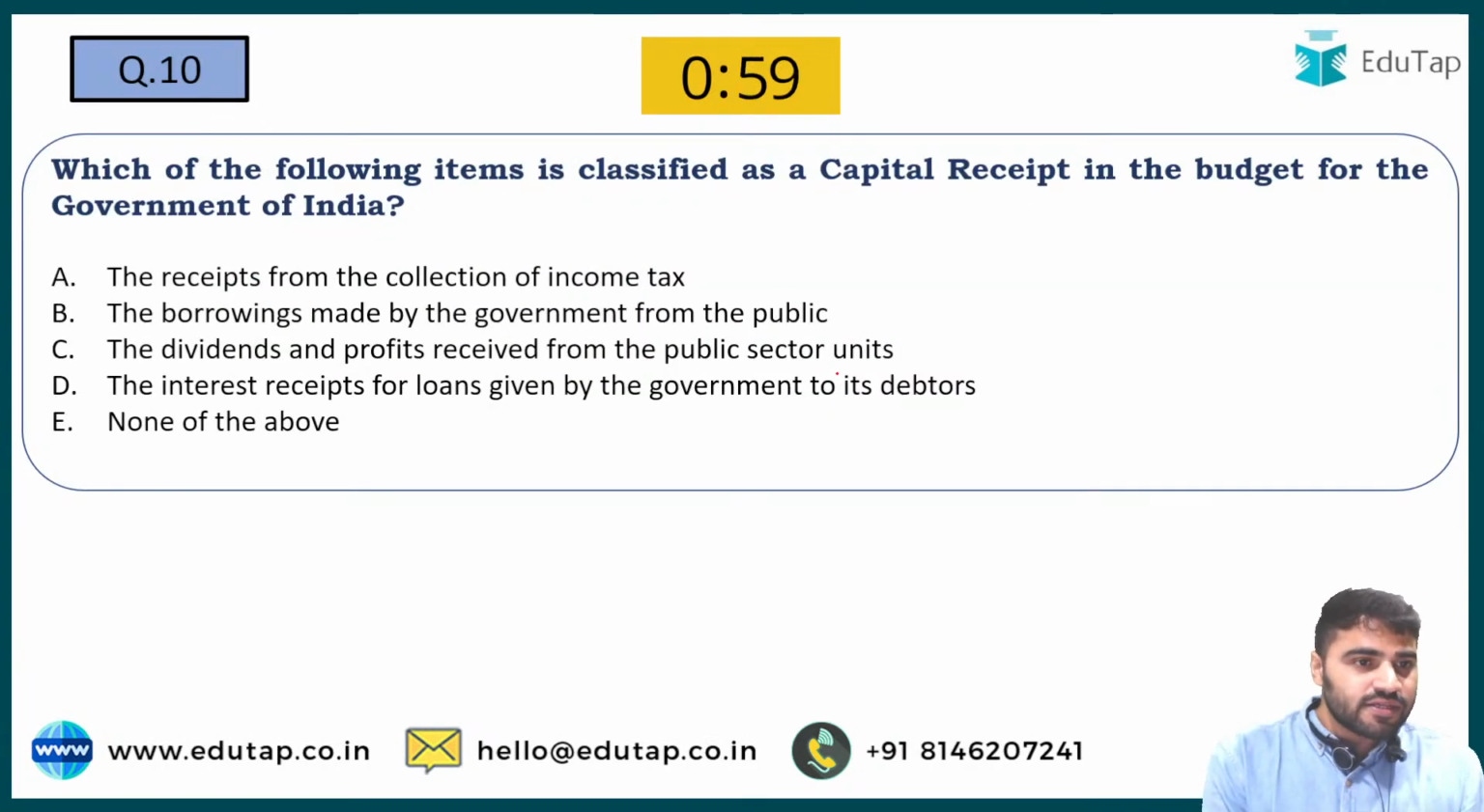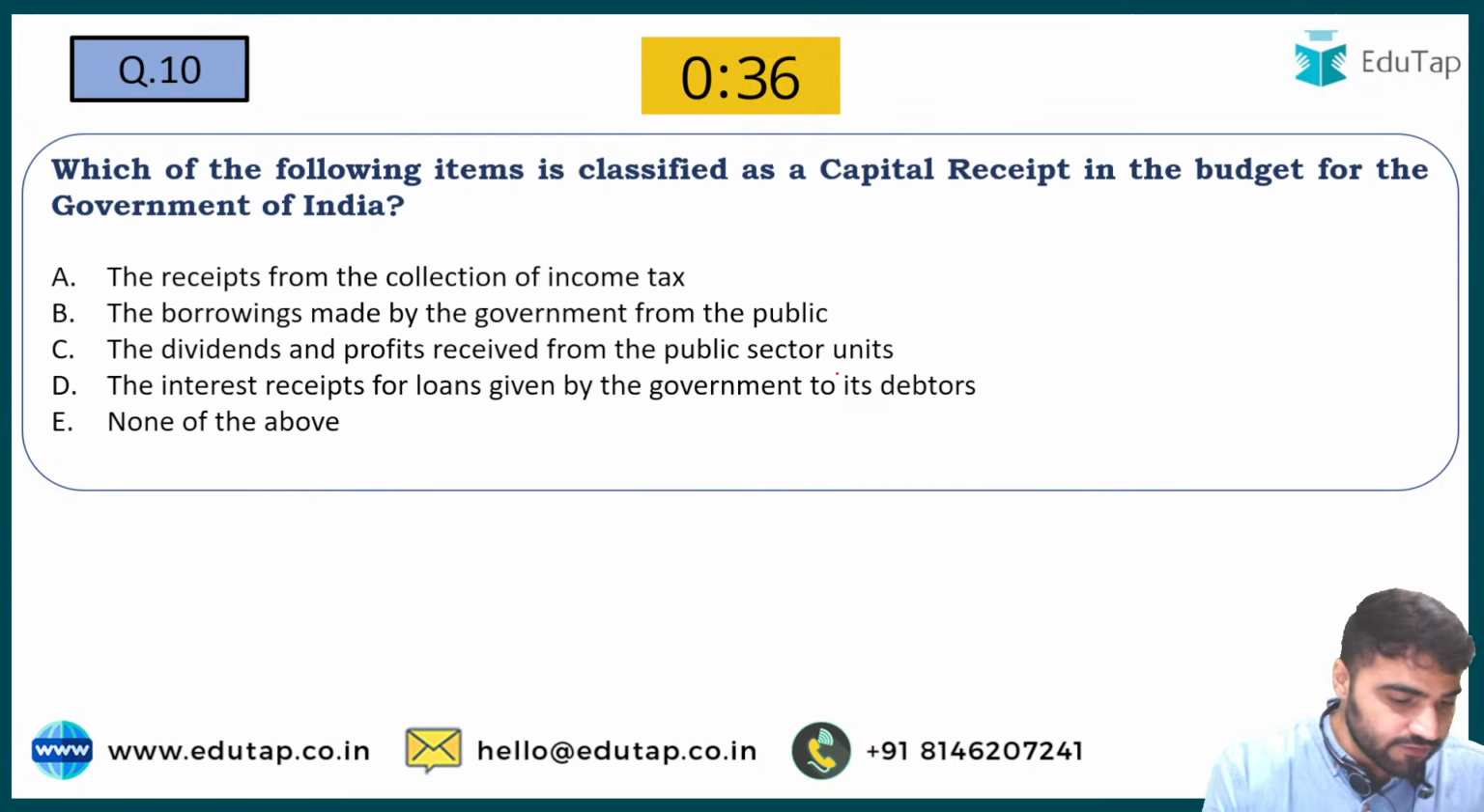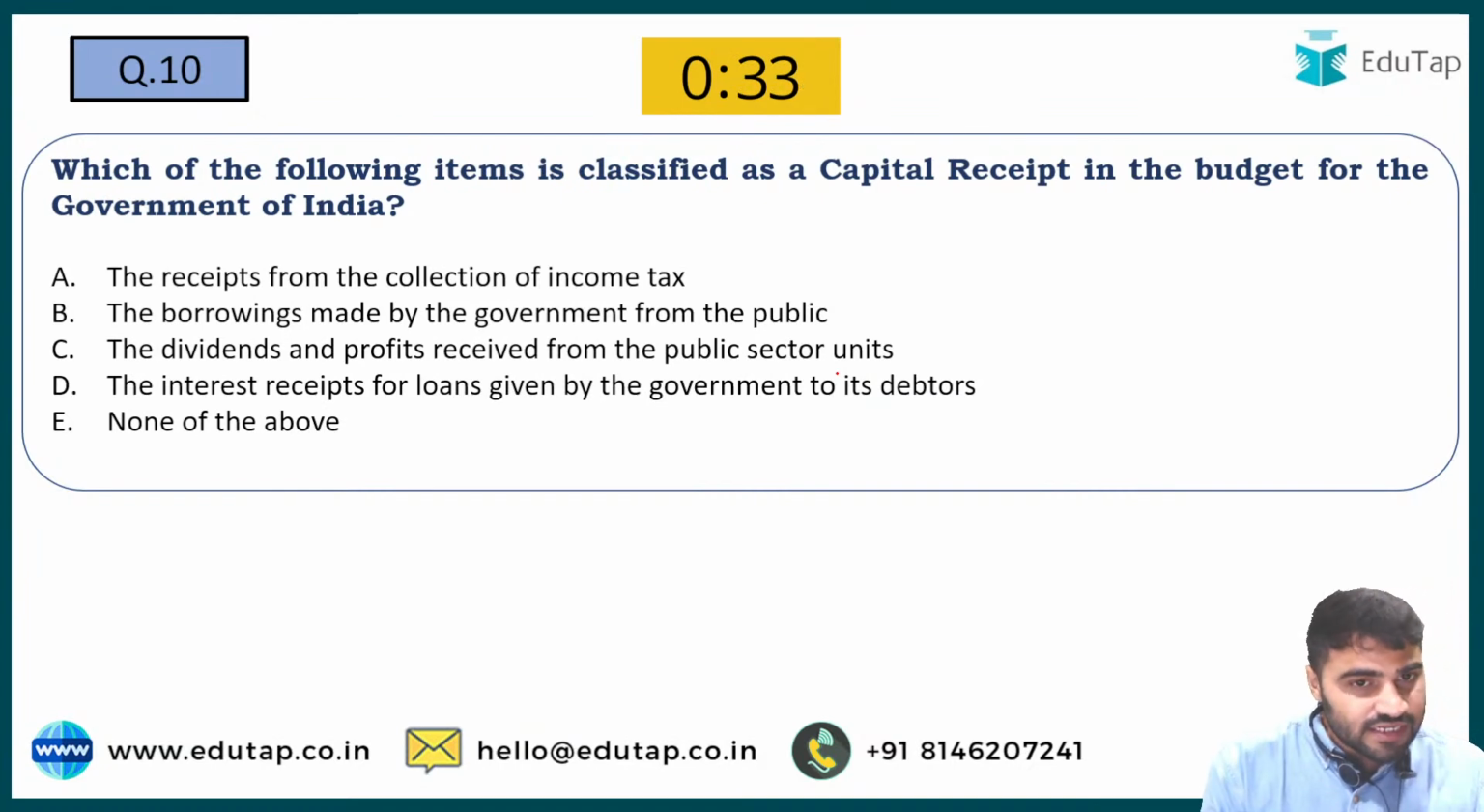Now guys, question number 10. Which of the following items is classified as a capital receipt in the budget for the government of India? Your options are the receipts from the collection of income tax, the borrowings made by the government from the public, the dividends and profits received from the public sector units, the interest receipts for loans given by the government to its debtors, or none of the above. So this is a conceptual question about which you must have clarity, because many times questions related to capital receipts, capital expenditure, revenue receipts, and revenue expenditures are asked in the examination.